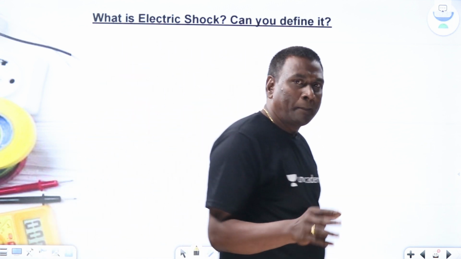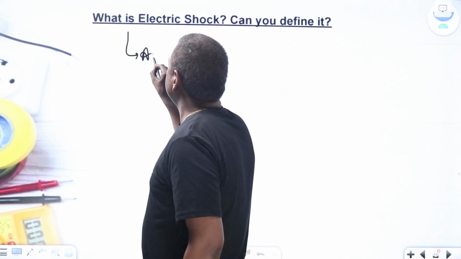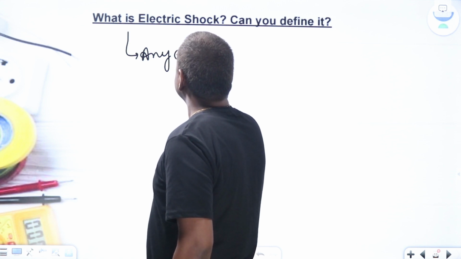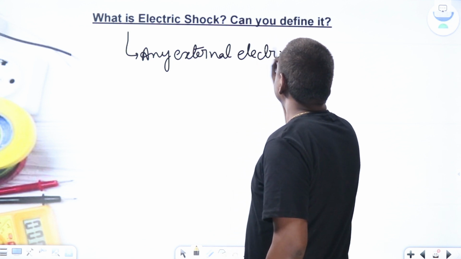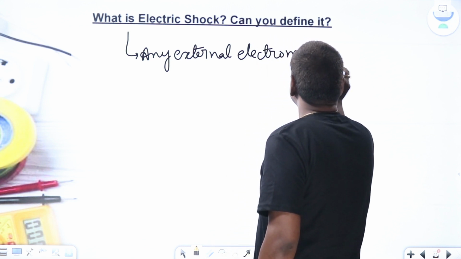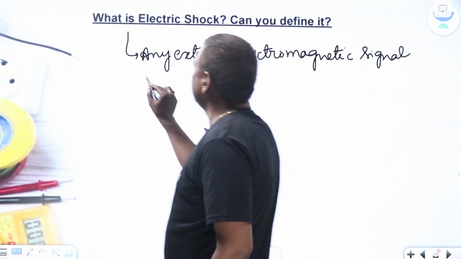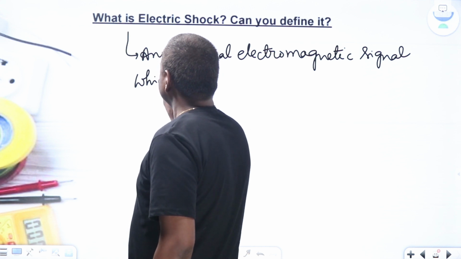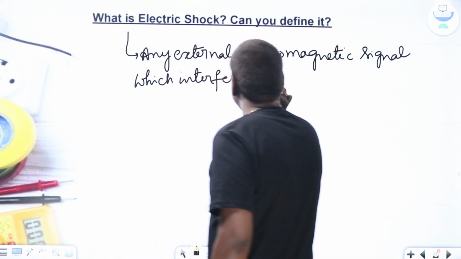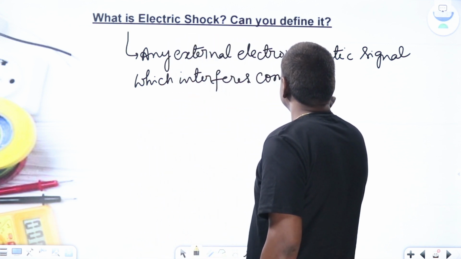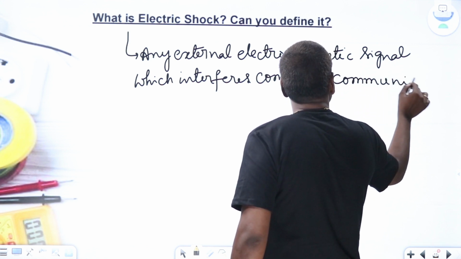Okay. So anyway, we understood about electric shock. What is that? Any external electromagnetic signal which interferes completely with the communication channel of the body.